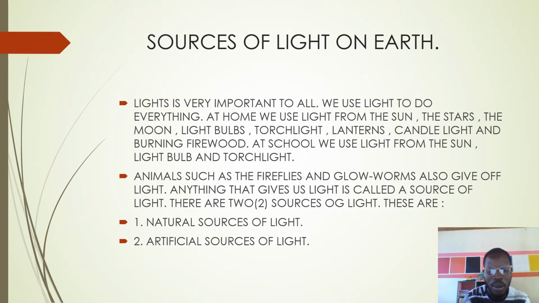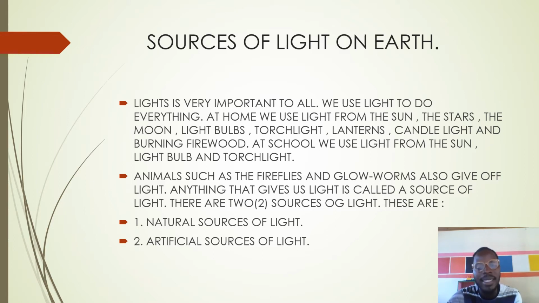So let's continue. Light is very important to all. Without light, there will be total darkness. We use light to do everything. At home, we use light from the sun, the stars, the moon, light bulbs, torchlights, lanterns, candle lights, and burning firewood. At school, we use light from the sun, light bulbs, and torchlights. So light is very, very important. Animals also give us light. Animals such as fireflies and glowworms also give off light.